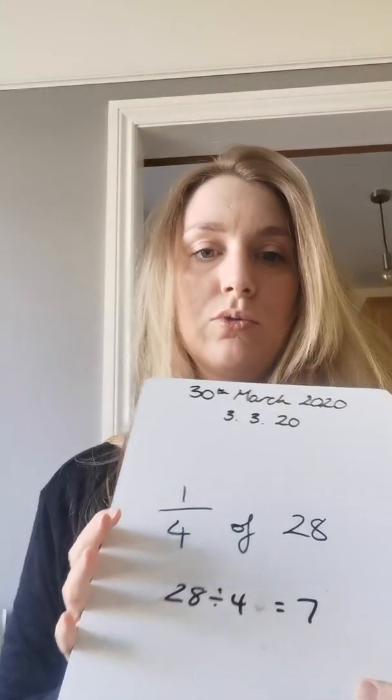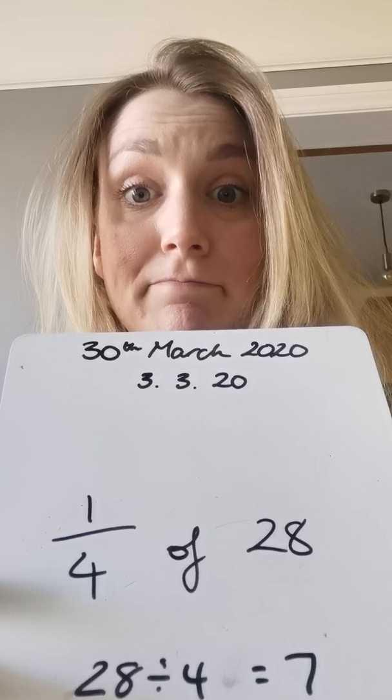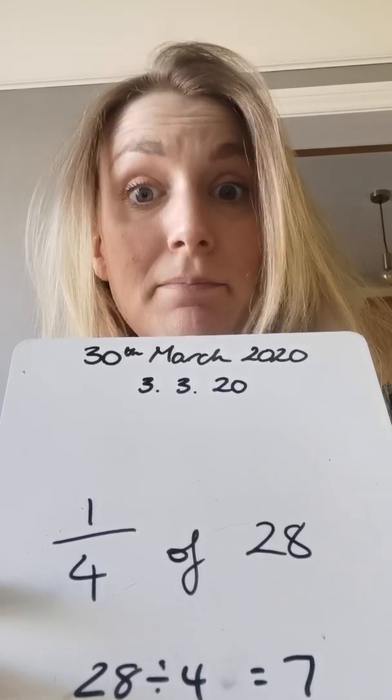I know that 5 times 4 is 20, so I know already we've got to that point. 24, 28, it goes in 7 times. So 1/4 of 28 is 7. Got it? Right, okay, let's try the next one.